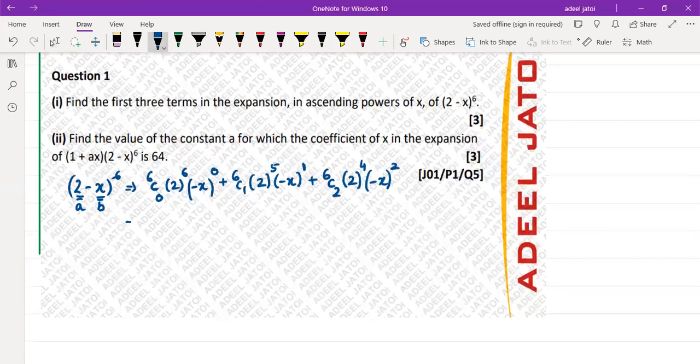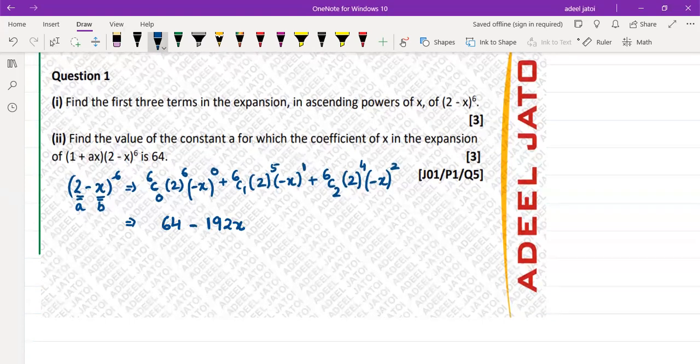So 6C0 is basically 1, and minus x to the power 0 is also 1. So 2 to the power 6 is 64. 6C1 will become 6. 2 to the power 5 will become 32. Minus x. So this should be negative because there is a negative power. So this is negative. 6 into 32 is 192x.